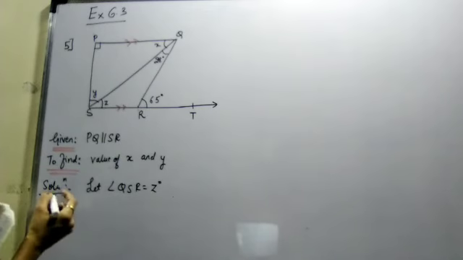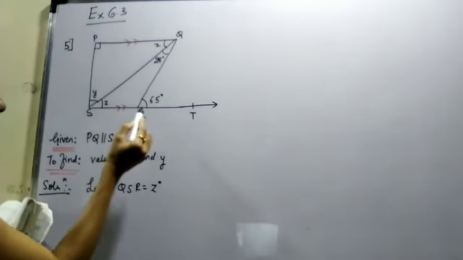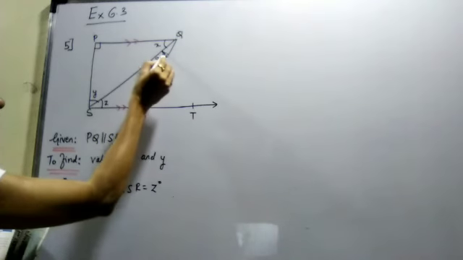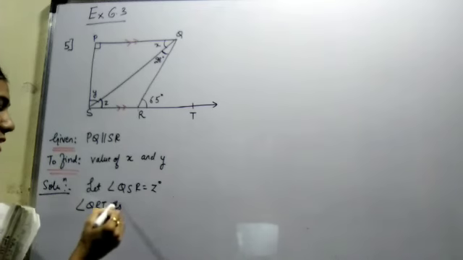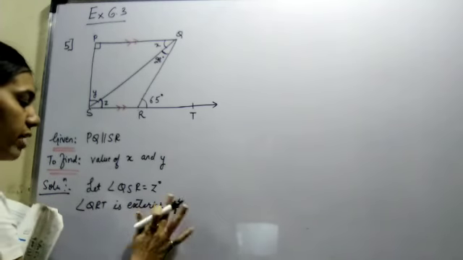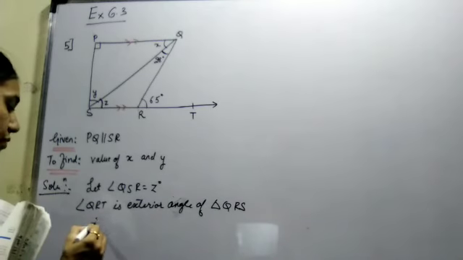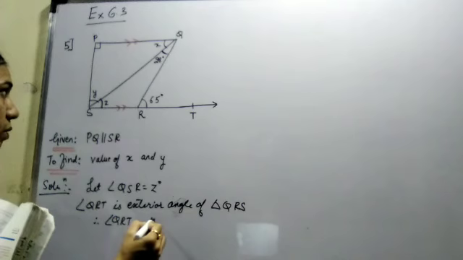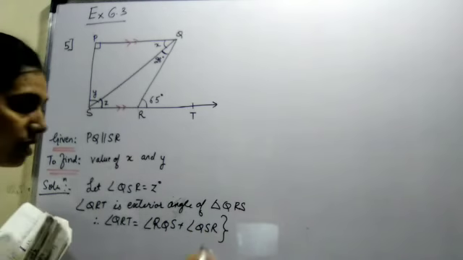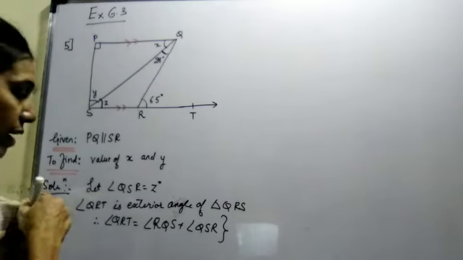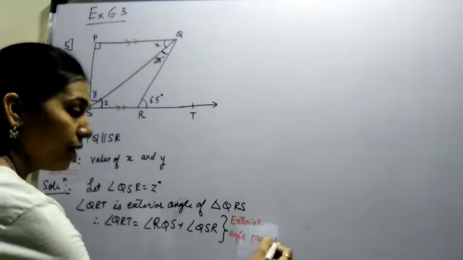So let us start. Now how to get angle Z? QRT is exterior to this triangle QSR. That means angle QRT is the addition of this particular angle and this particular angle. So we are going to write down that. So here angle QRT is exterior angle of triangle QRS. Therefore, angle QRT is equal to angle RQS plus angle QSR. Reason, exterior angle property. So you will write down the reason as exterior angle property.